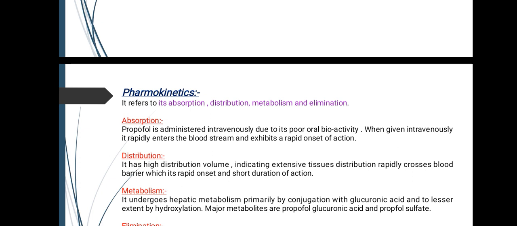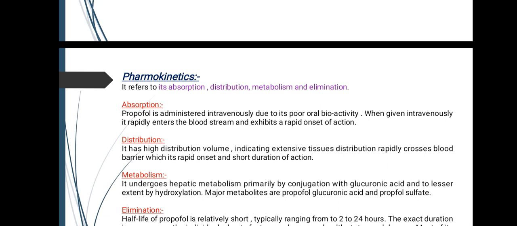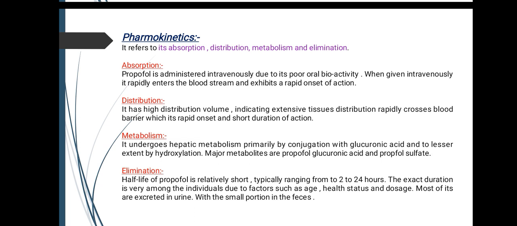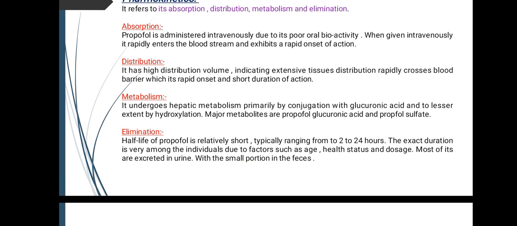When given intravenously, it rapidly enters the bloodstream and exhibits a rapid onset of action. Distribution: it has a high volume of distribution, indicating extensive tissue distribution, and rapidly crosses the blood-brain barrier, which explains its rapid onset and short duration of action. Metabolism: it undergoes hepatic metabolism primarily by conjugation with glucuronic acid and to a lesser extent by hydroxylation. Major metabolites are propofol glucuronic acid and propofol sulfate.